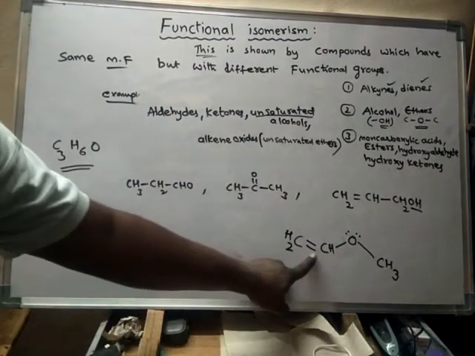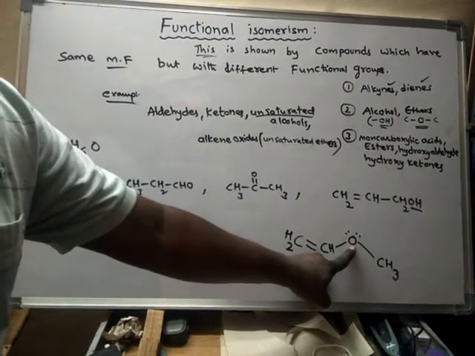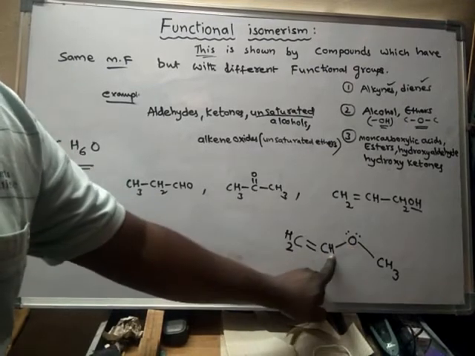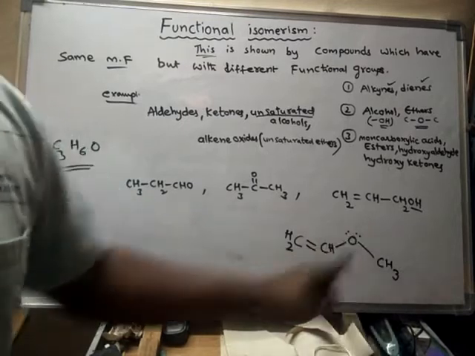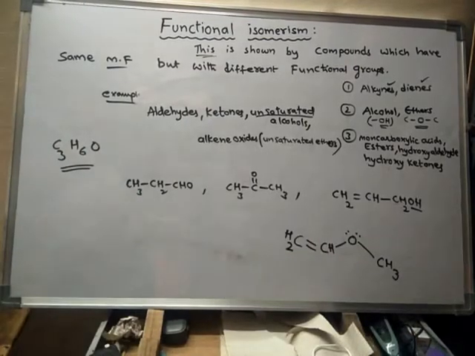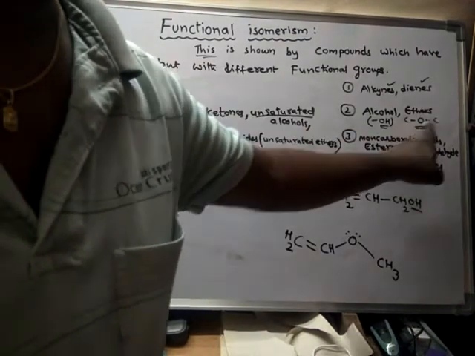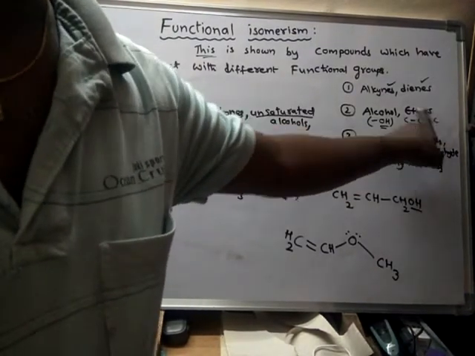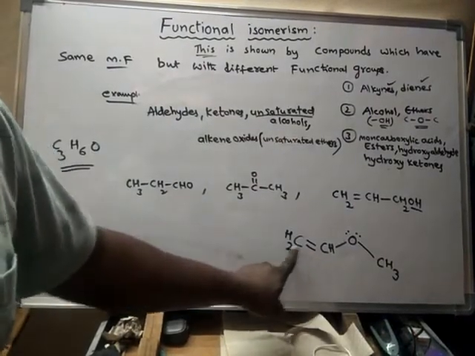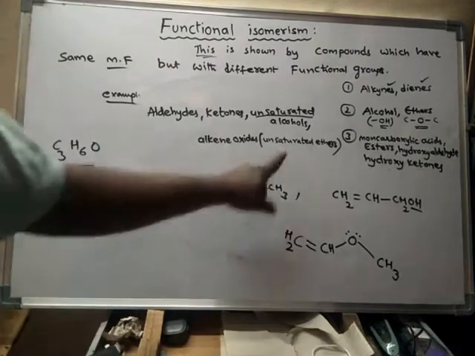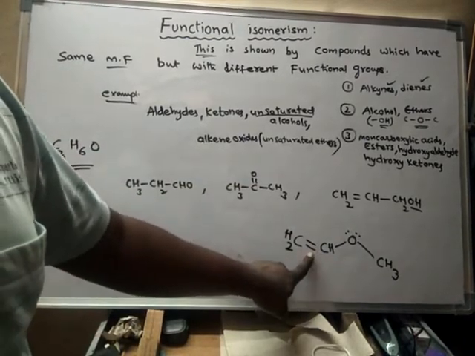So unsaturated means multiple bond, and ether functional group. On either side of this oxygen, carbon atoms are attached. Hence this functional group is said to be ether functional group. Whenever oxygen is attached to carbon atoms on either side, then it is said to be ether. So now this is ether and even unsaturation is present. Such a compound is said to be unsaturated ether, or simply alkene oxide.